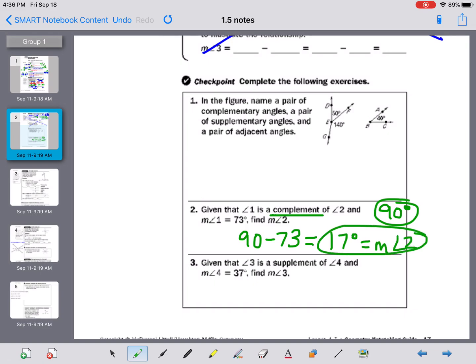Okay? When I look at number 3, it says angle 3 is a supplement. So what's going off in my head? 180. So my first angle is 37 degrees, 180 minus 37, and I'm going to get 143 for the measure of angle 3.